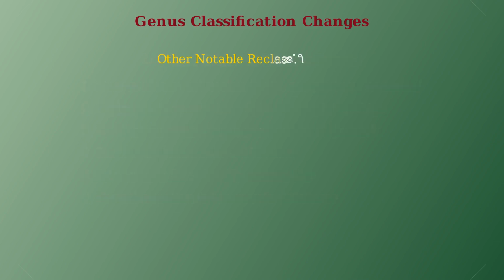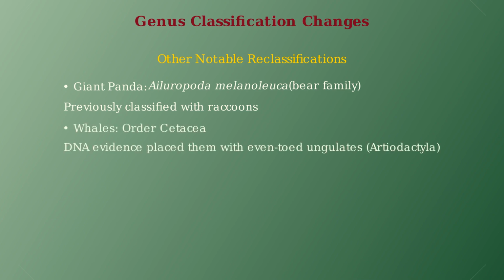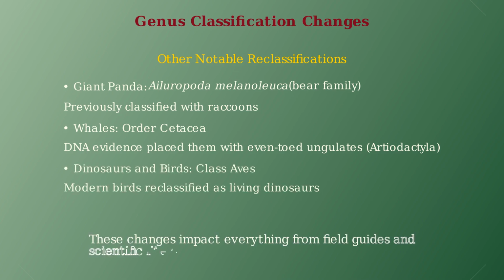Many notable reclassifications have occurred across the animal kingdom. The giant panda was once classified with raccoons before genetic evidence confirmed its place among bears. Whales were dramatically reclassified when molecular evidence revealed they evolved from even-toed ungulates, placing them alongside animals like hippopotamuses. Perhaps most dramatically, modern birds are now classified as living dinosaurs, a reclassification that reflects our evolving understanding of dinosaur-bird evolutionary relationships.